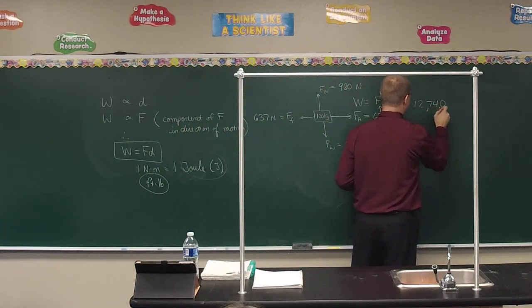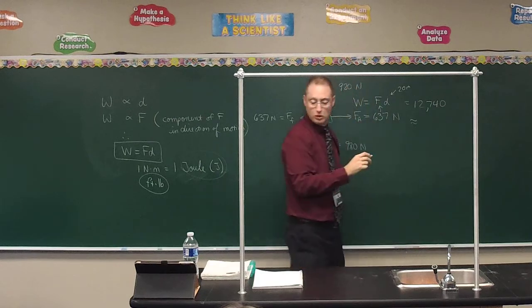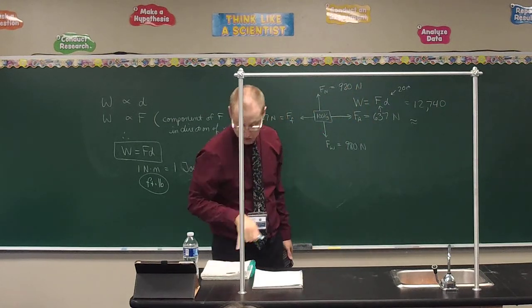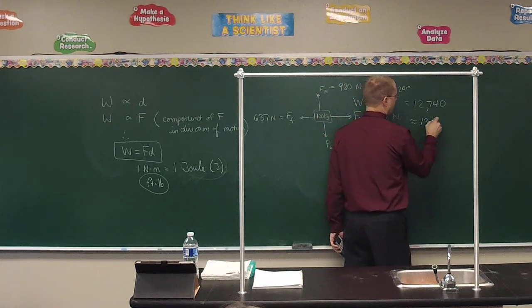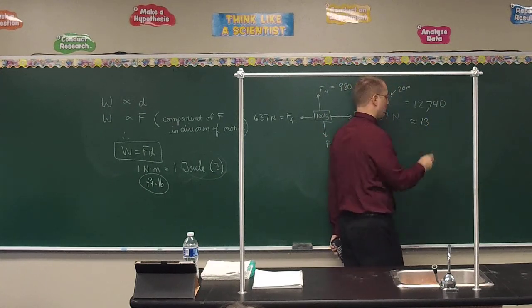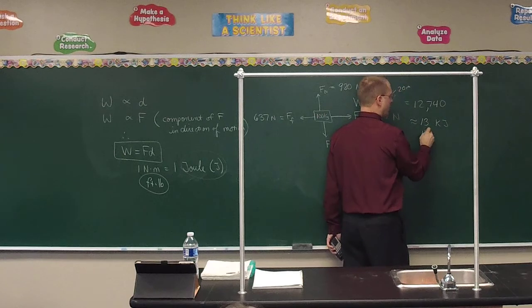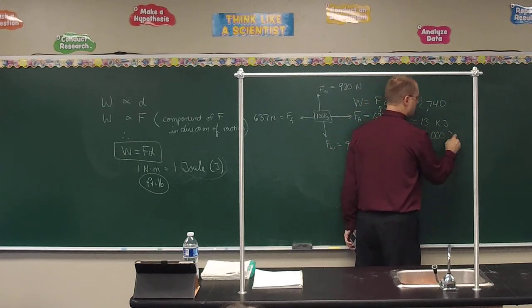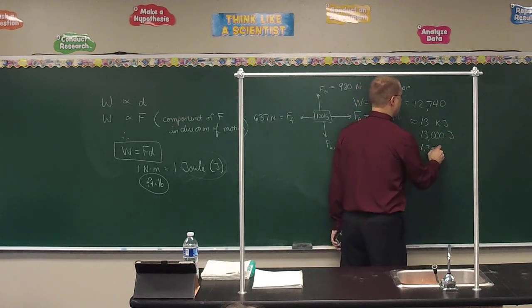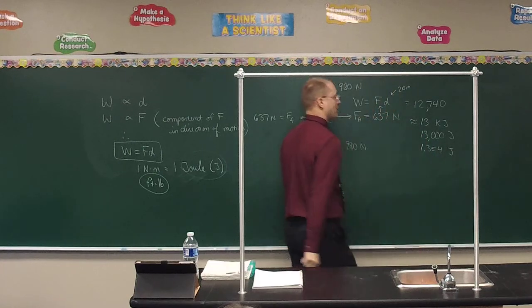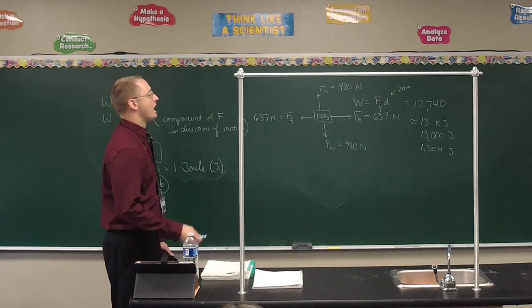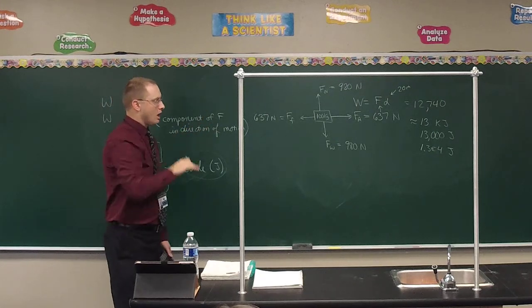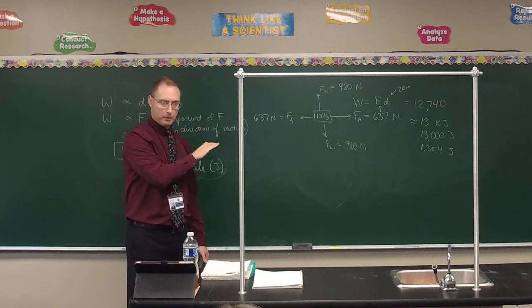12,740, and let's see, round it off to 2 sig figs, 0.65, good call. 13,000 joules, or we could say 13 kilojoules. We could say 13,000 joules. We could say 1.3 E4 joules. Any of those would work. I'm partial to 13 kilojoules just because I'm lazy. But anyway, there we go. All right, questions on that problem?